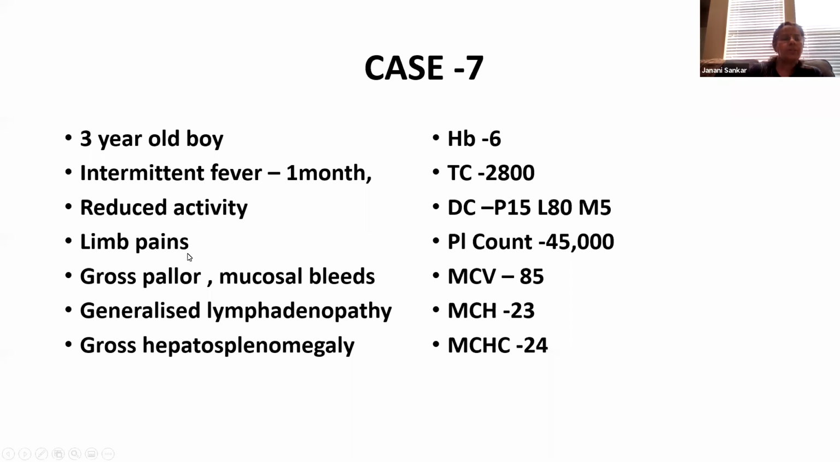The only thing is the limb pain is very, very important. These are usually pains that wake up the child in the night. So that's how you differentiate it from growing pains. Growing pains usually settle down with just a local massage and a local pain reliever rub, whereas this particular bone pain doesn't improve with just massaging, and the child has other features like fever of 1 month, pallor, mucosal bleeds. I don't think anyone will have a doubt in diagnosing this child.